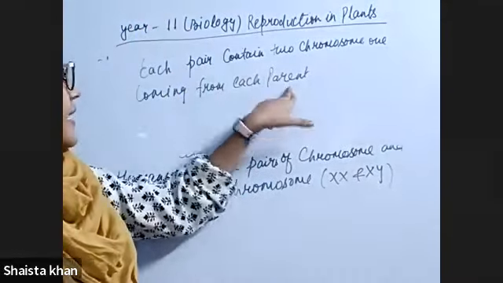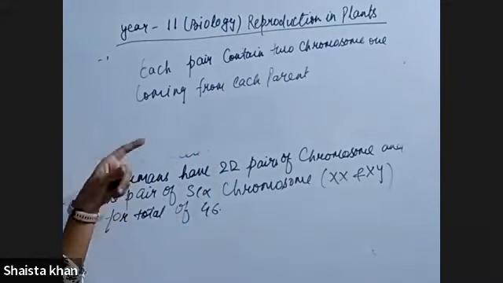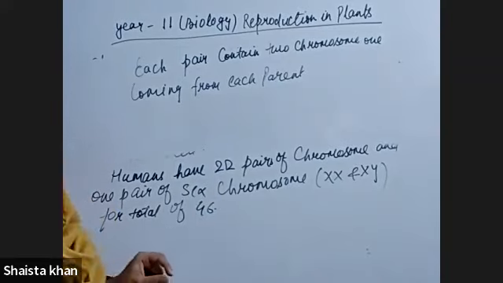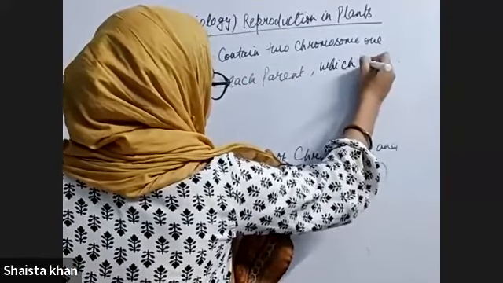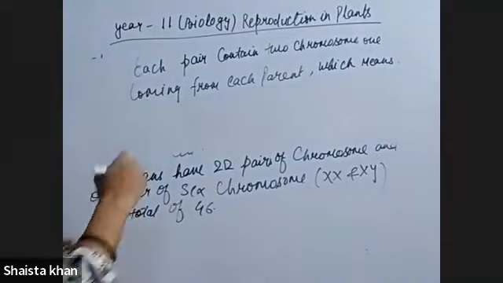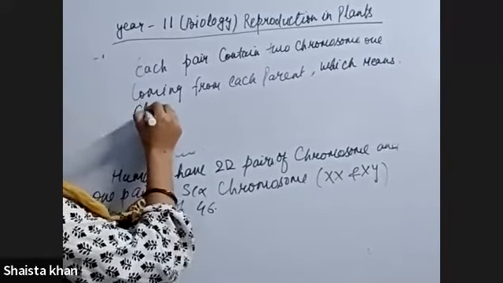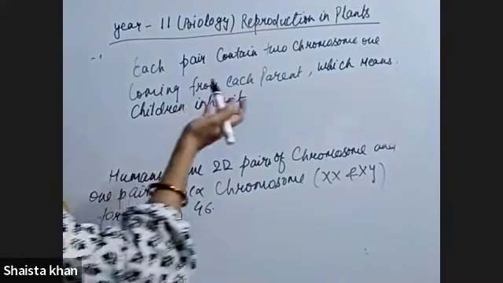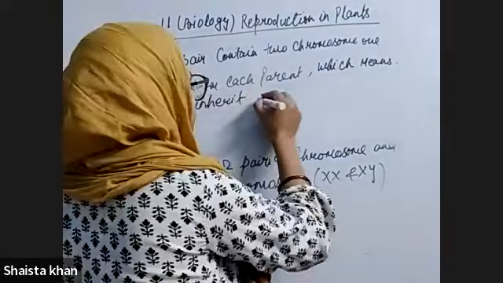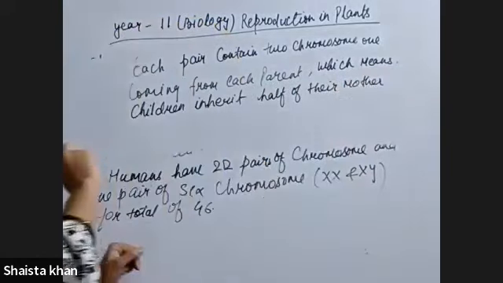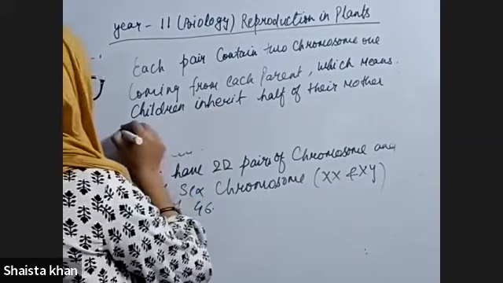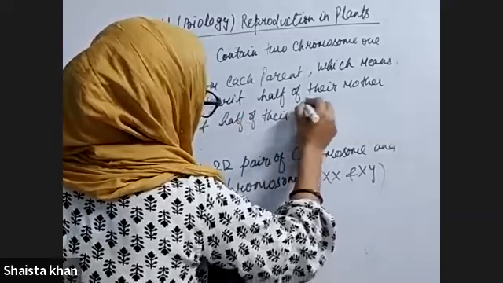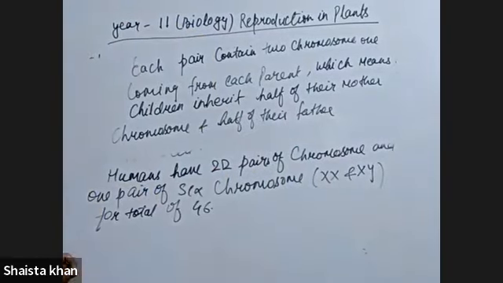Right? So each parent contributes one chromosome, which means children inherit half of their chromosomes from the mother and half from the father.